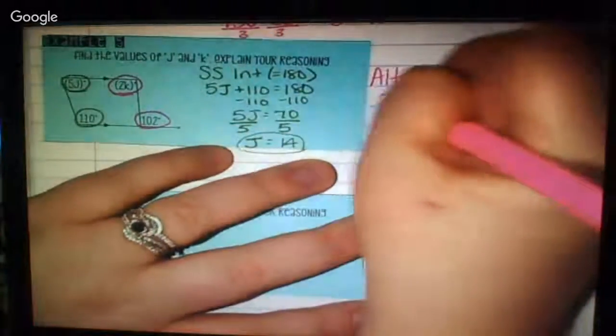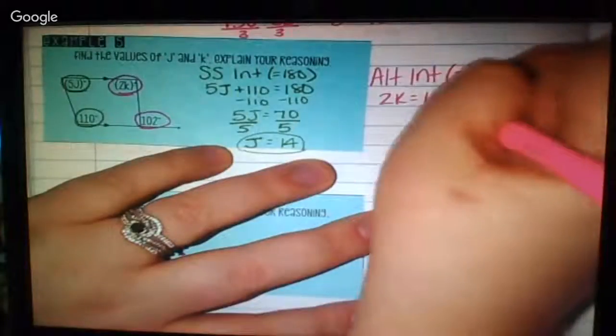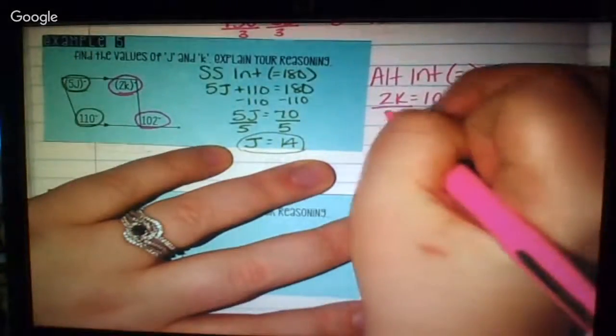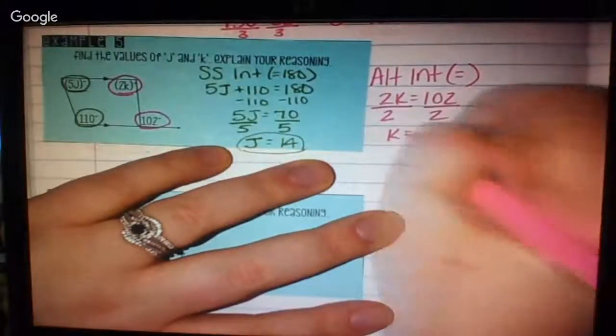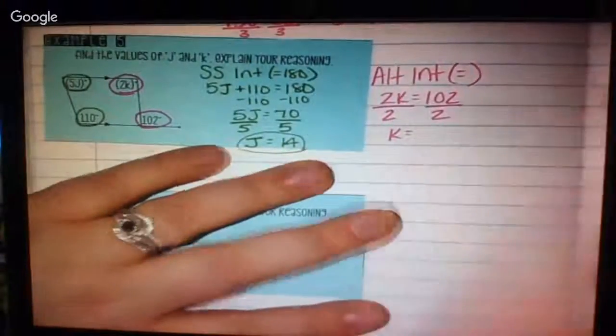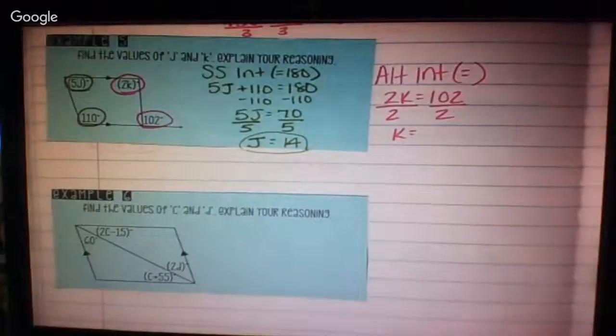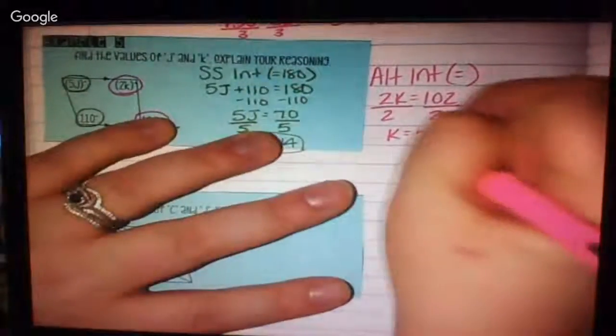So these are alternate interior, which means that they equal each other. So 2x equals 102. Or I'm sorry, 2k. You're right. I always revert back to x. Even if I do a test and it says solve for b, I always end up with x equals because I'm so used to just using x. It's really bad. So k equals 51.